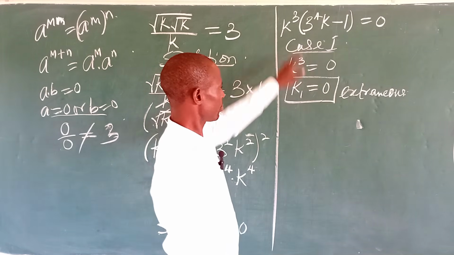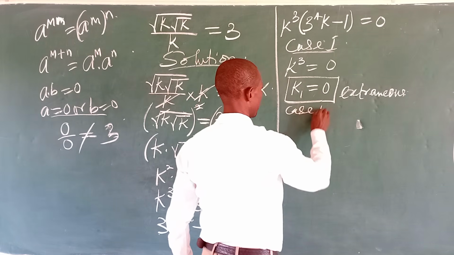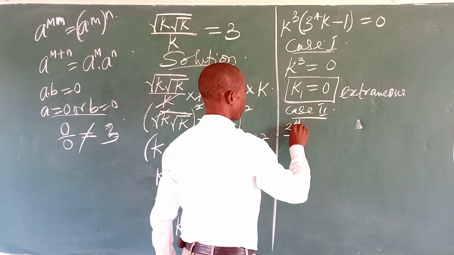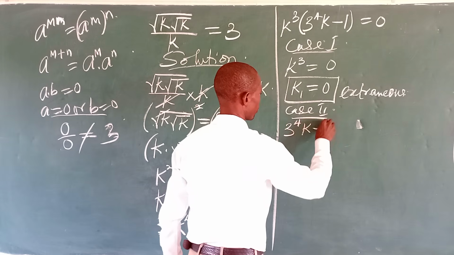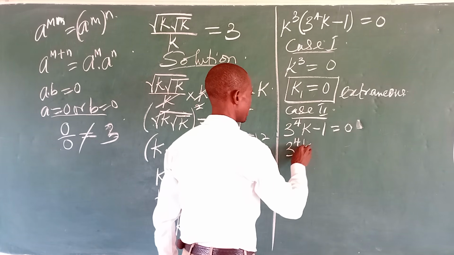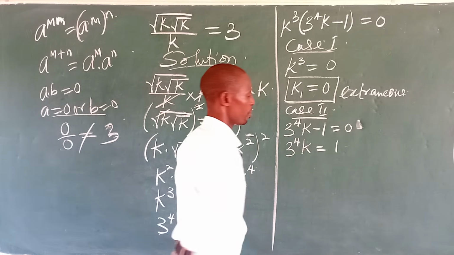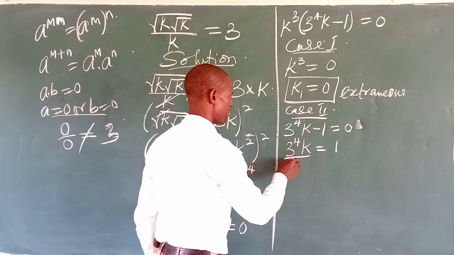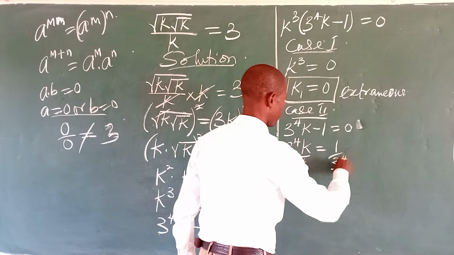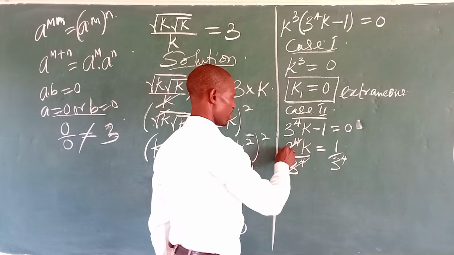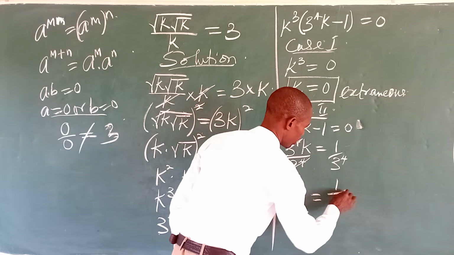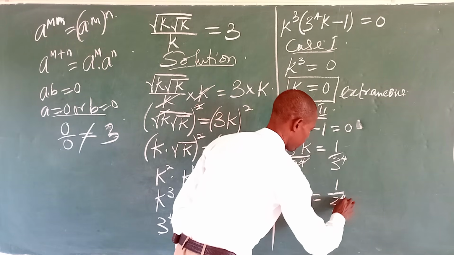Now let's take case 2. From our case 2, we have 3 to the power of 4k minus 1 equals 0. So we have 3 to the power of 4k is equal to 1. We are looking for k, so we divide both sides by 3 to the power of 4. So we now have k2 is equal to 1 all over 3 to the power of 4.